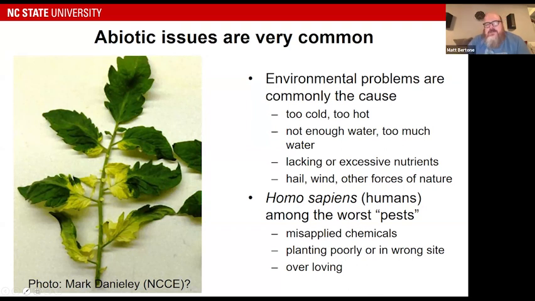And one technically biological issue, but isn't any pest or pathogen issue, is Homo sapiens. So humans are one of the biggest pests of plants. In fact, misapplying chemicals, planting poorly on the wrong site, as we mentioned, or even overloving. Some people think that they're doing well by their plants, but they're really doting over them too much and they kind of suffocate them, maybe literally or figuratively. And so these things that humans do, the plant would have been fine without those, but the human made the wrong mistake and is the cause of these issues.